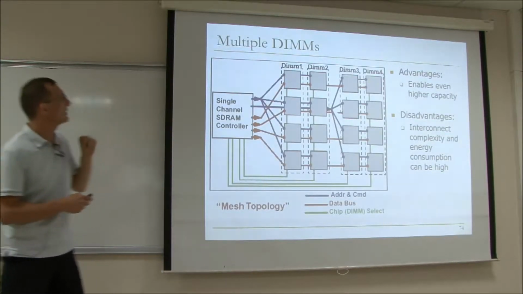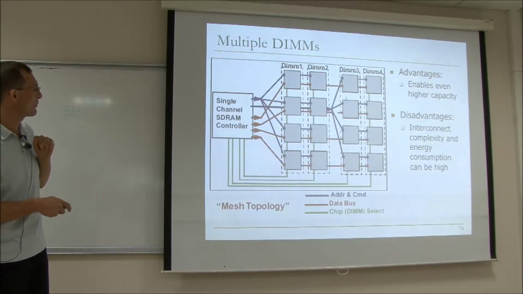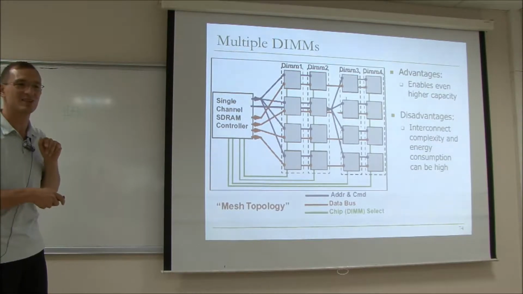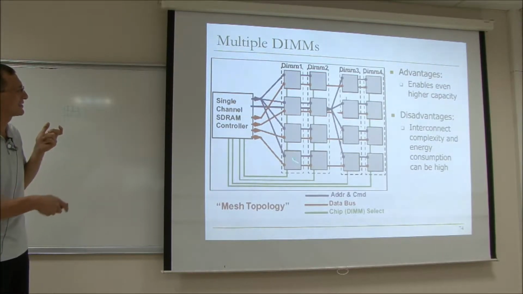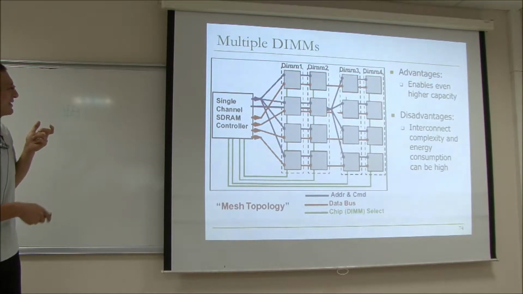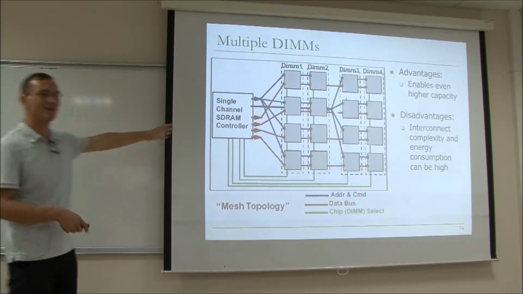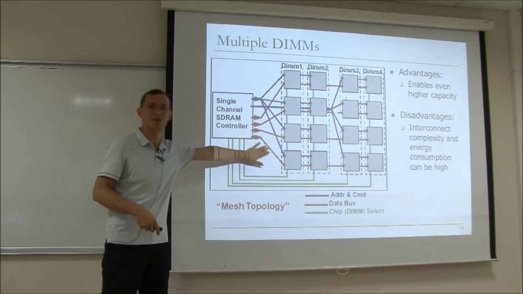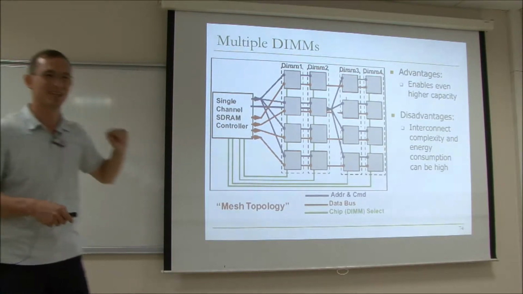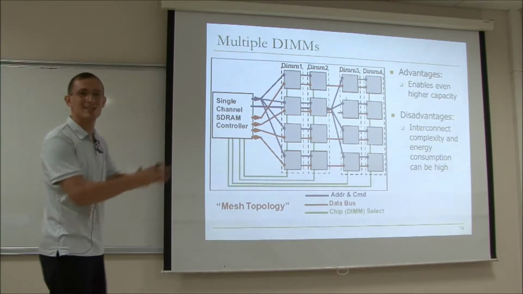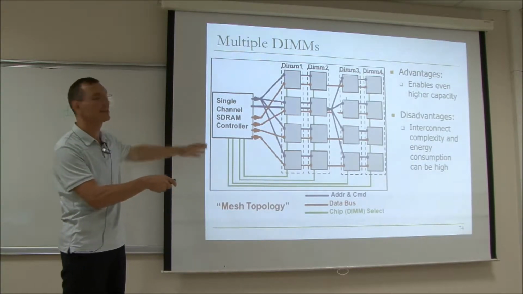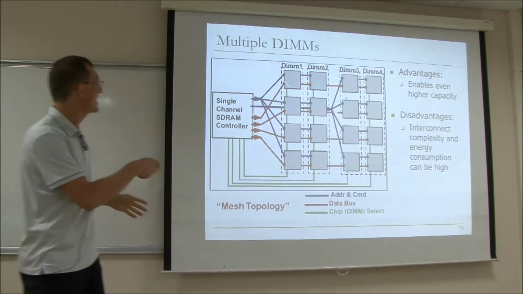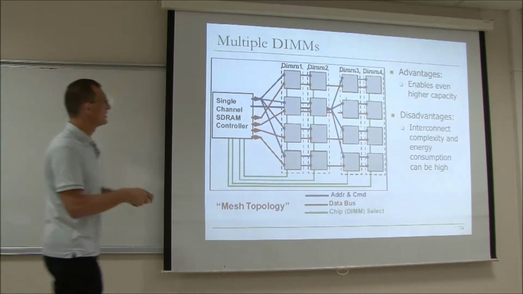You can actually have multiple DIMMs and interconnect them in some way. This is not the greatest picture in the world, but you have a single DRAM controller, and it's interconnected in a mesh topology. If you follow the arrows, you will perhaps figure out that this is a mesh. I wasn't able to, but you may be able to. But basically, you can have some kind of interconnect and address these different DIMMs, right? This enables even higher capacity. Today, this is how you get capacity in DRAM.